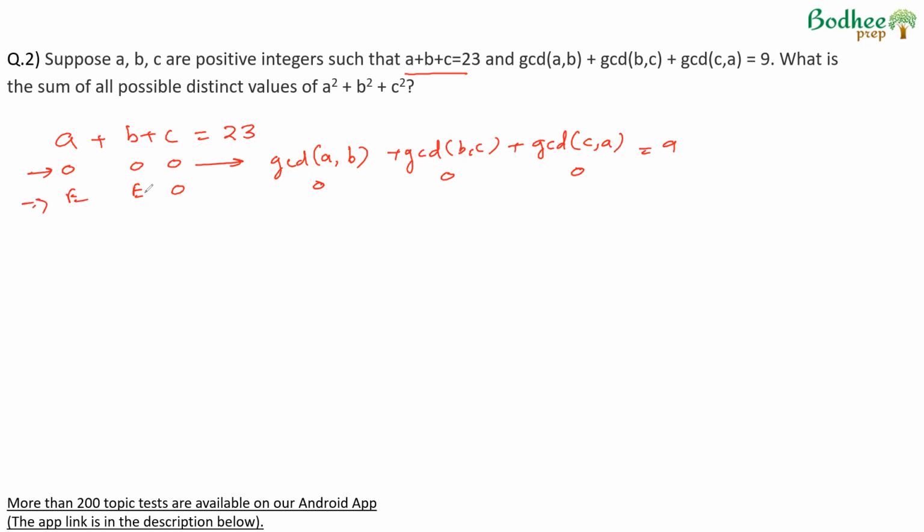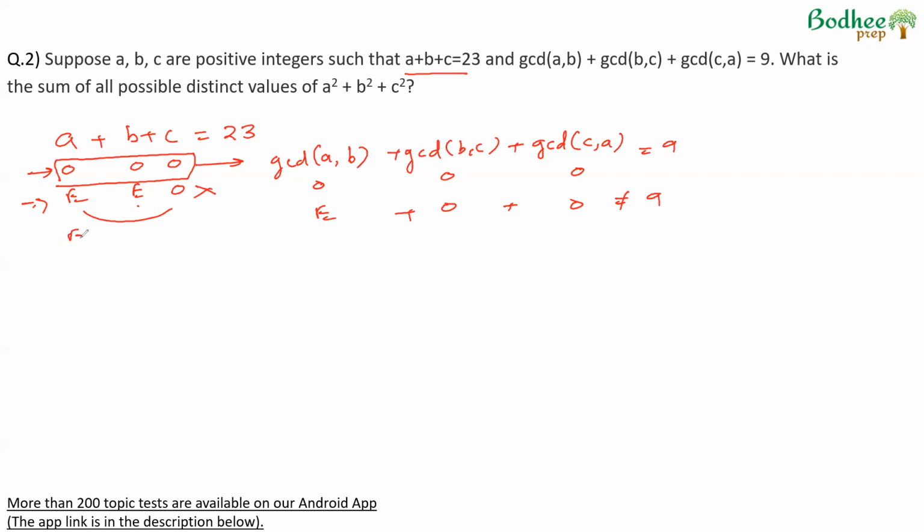If you look at the second case, even plus even plus odd, a and b are even numbers. GCD of a and b will be an even number, at least 2. GCD of even and odd has to be odd because one has 2, the other does not have 2, so 2 cannot be common. Similarly, GCD of a and c will also be odd. Odd plus odd plus even will actually give us even, so this cannot be 9. So the second case is not possible. The only possibility is that all the three numbers are actually odd.